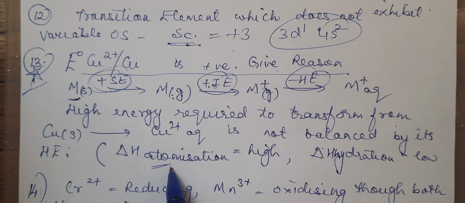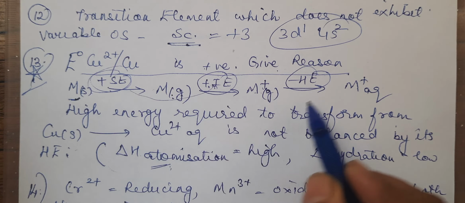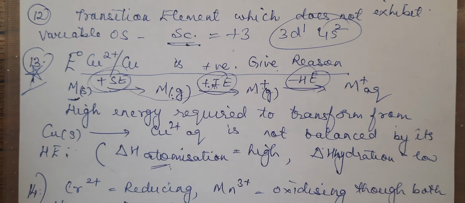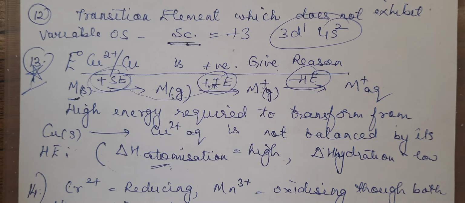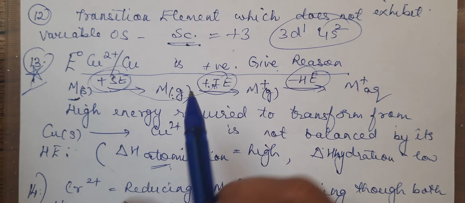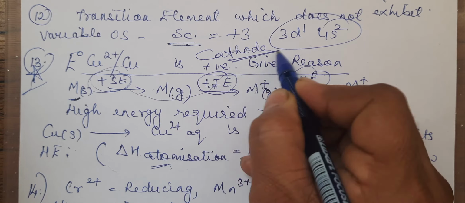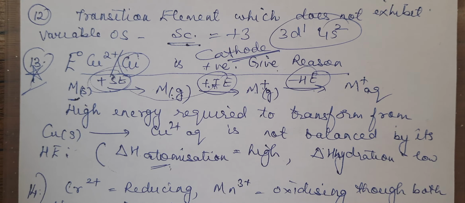Right? So you will say that the enthalpy of atomization and the ionization energies are too high and the hydration energy liberated is less. So the overall value becomes more positive. And you already have studied in electrochemistry, more positive value means it will act as cathode. Cathode means reduction. Reduction means the lower one is more stable than the Cu2+. That is what they mean to say.